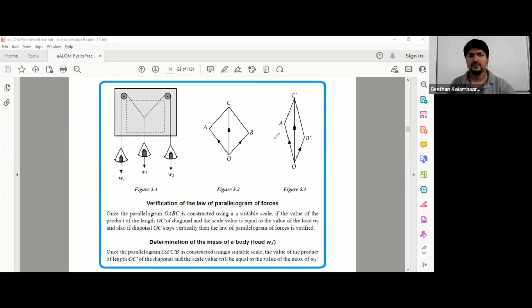Right. So what we do in order to verify this is that we take 3 known masses. Right. We take 3 known masses. So the weights of those 3 known masses, we can say W1, W2, and W3. Right. So we keep those 3 masses, as we can see here on the scale pans. And before keeping them on the scale pan, there is an important check that we need to do. Let's see what that check is.